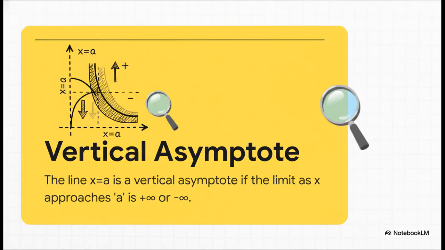So really, it boils down to this. If you find that your function's values are heading toward either positive or negative infinity as you get closer and closer to a certain x value, boom, you have officially found a vertical asymptote at that x value.